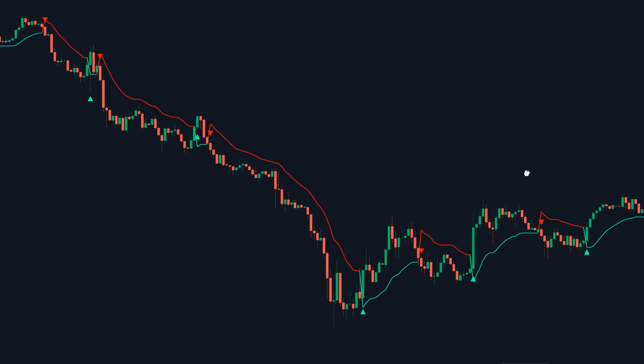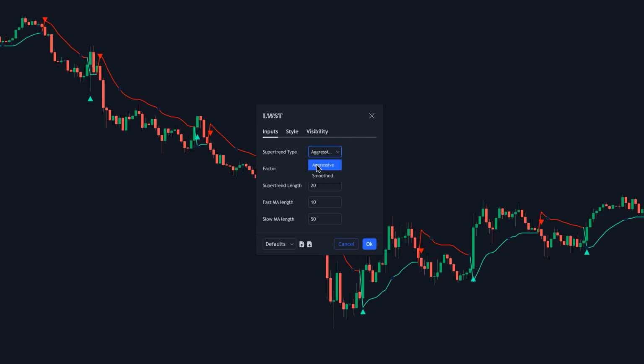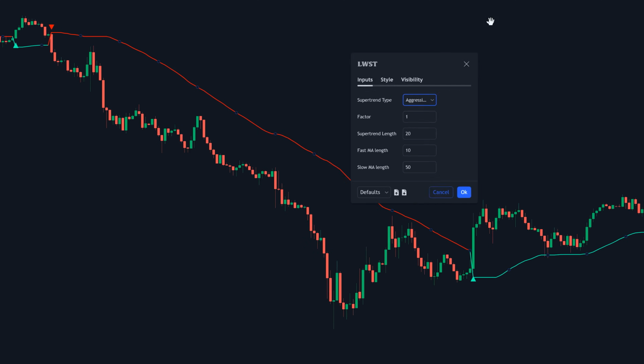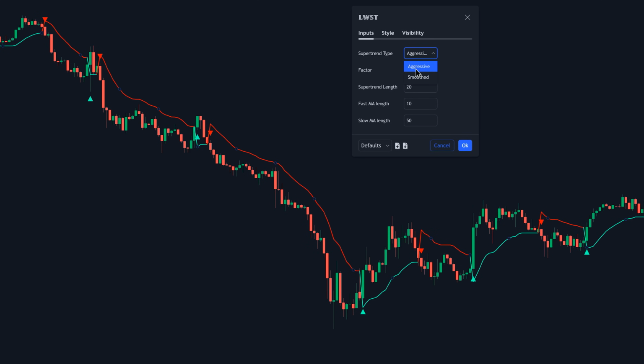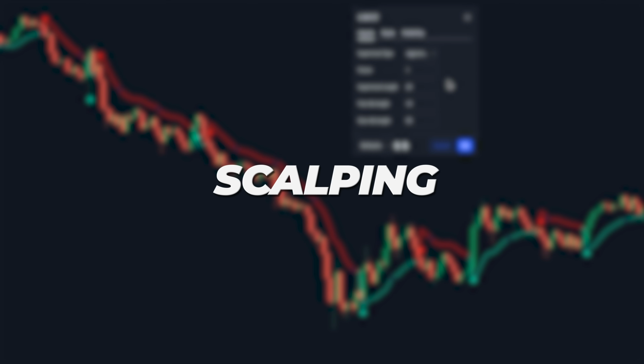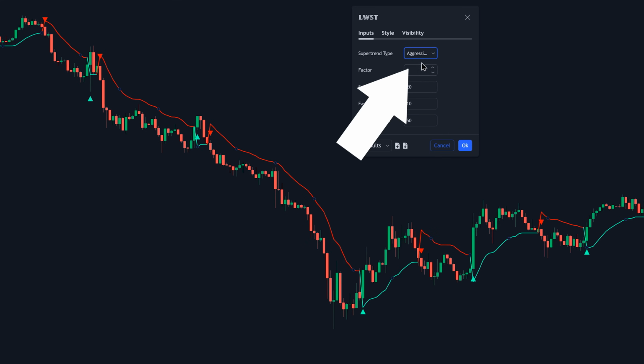So this indicator offers two modes, aggressive and smoothed, allowing users to customize the trend detection according to their trading style. The aggressive mode can be switched on in the settings right here, and as you can see, it's going to make this indicator more responsive to price changes, which means even the most tiny changes in price are going to be considered as reversal signals. So if you're going to be using this indicator for short-term trading like scalping, this is the mode that you want to go with. It uses the exponential moving average, also known as the EMA, to smooth out the price data.